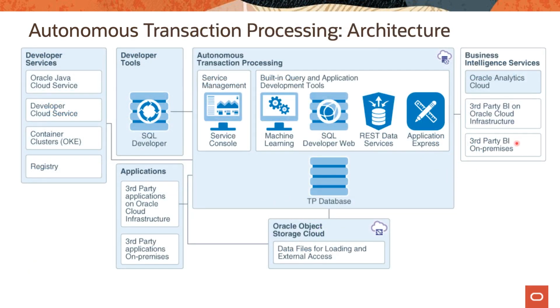Autonomous transaction processing architecture is pretty much similar. In addition to the services and functionality that we saw earlier in the previous slide, autonomous transaction processing also has support for developer services, namely Oracle Java Cloud Service, Developer Cloud Service, Oracle Container Clusters or OCI, and the registry service. This concludes the lesson.